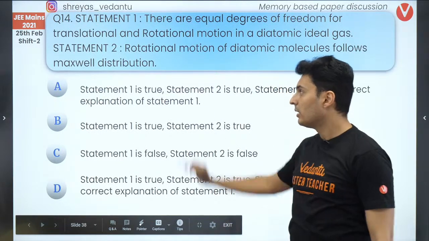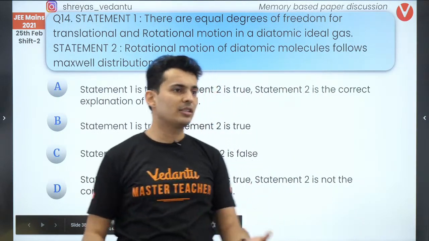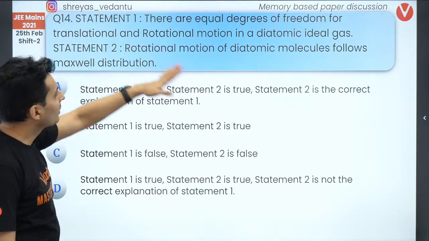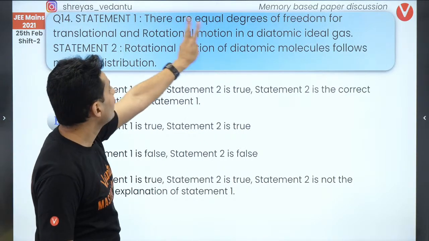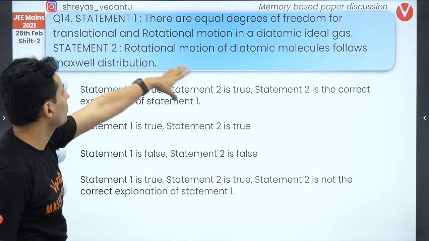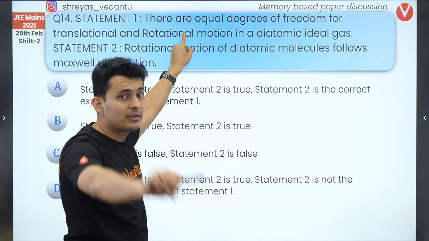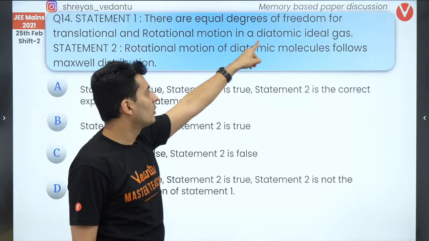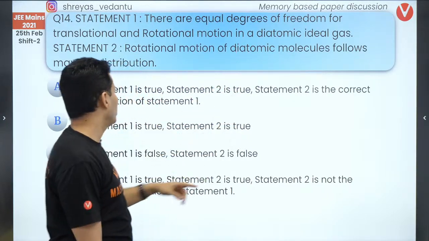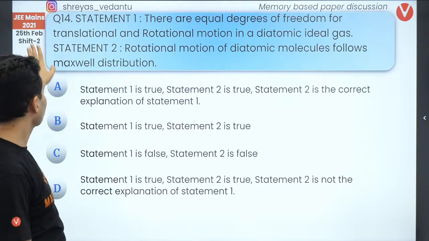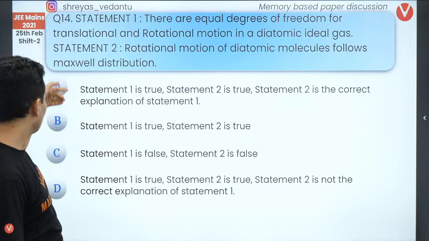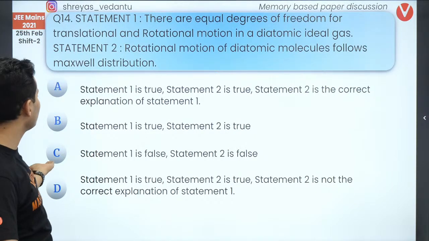A is the answer. Now this one is based on theory. So both the statements are wrong, guys. There are 3 equal degrees of freedom for translation and rotational motion. Wrong. There are not 3 degrees of rotation. There are only 2 degrees of rotational in case of diatomic. So statement 1 is false. As simple as that. So if statement 1 is false, obviously C is the correct answer.